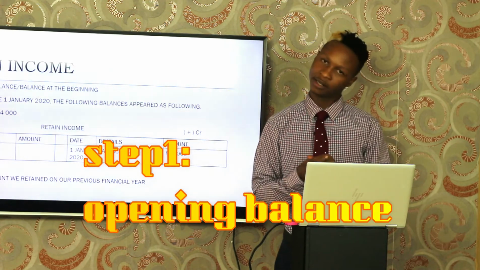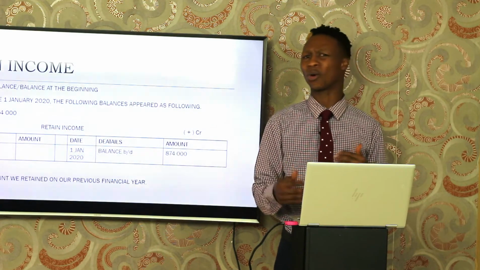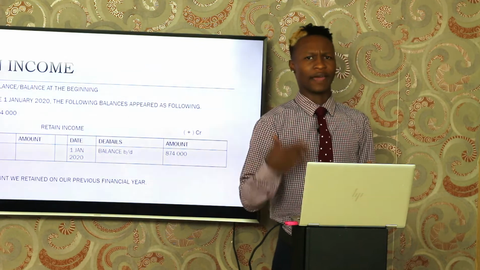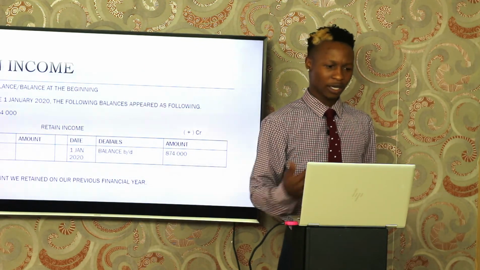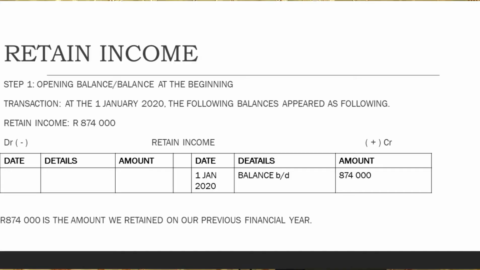So when it comes to retained income, they won't give you too many transactions regarding the opening balance. They will just give you an amount. The opening amount will be given as usual. So the transaction may say, at the 1st of January 2020, the following balances appeared as following. Retained income, 874,000. You just take that 874,000 and then you go to your credit side.